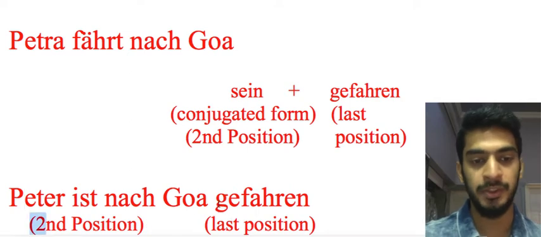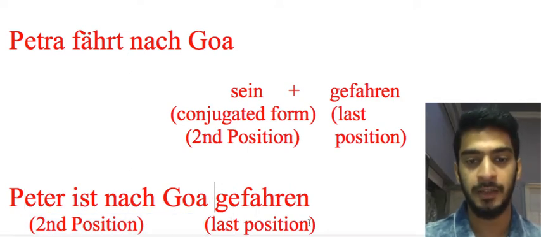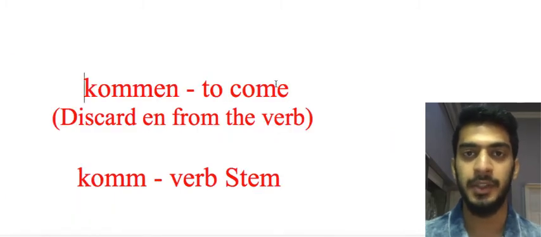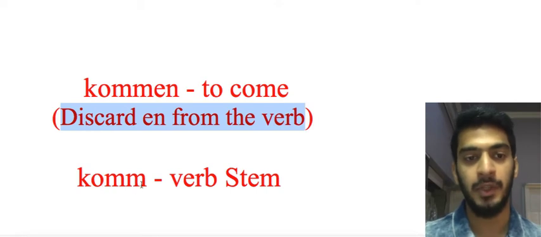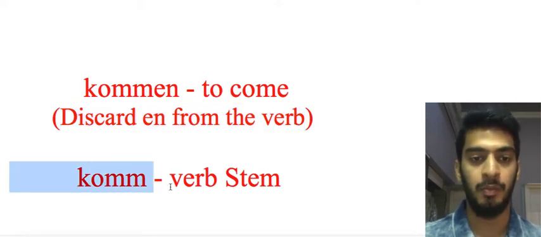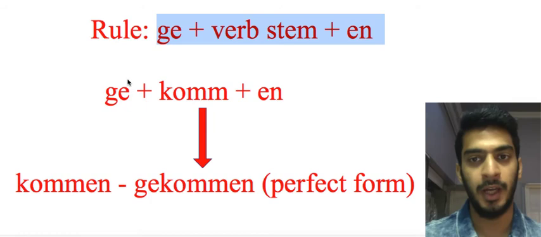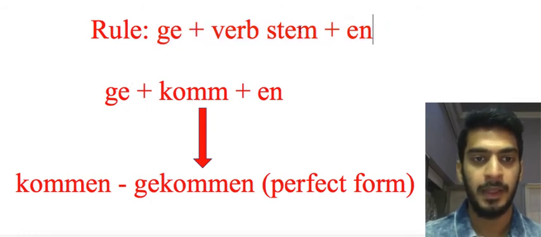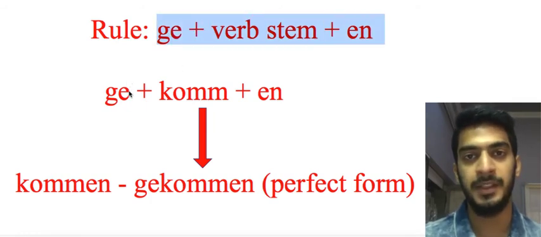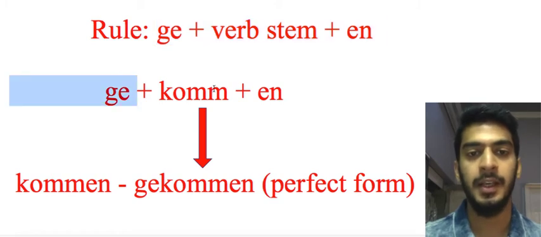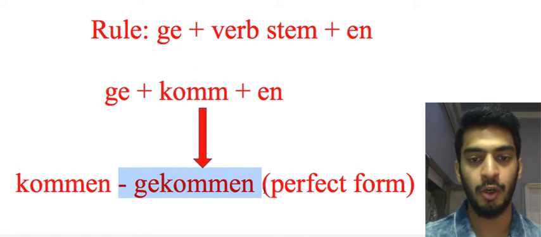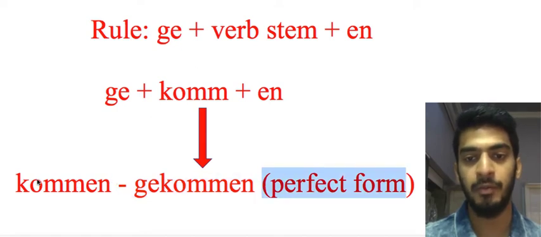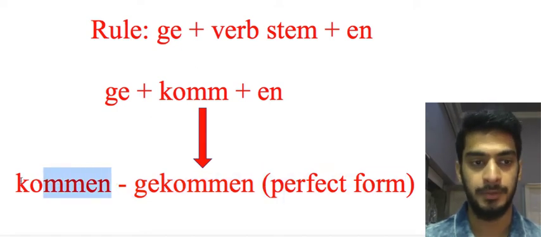So the verb is in second position and gefahren last position. Our next example is kommen, which means to come. Discard en from the verb, we get the verb stem komm. Follow the same rule and build the perfect form. Ge, verb stem plus en: write ge, then komm, verb stem, then en. We get gekommen, which is the perfect form of the verb kommen.